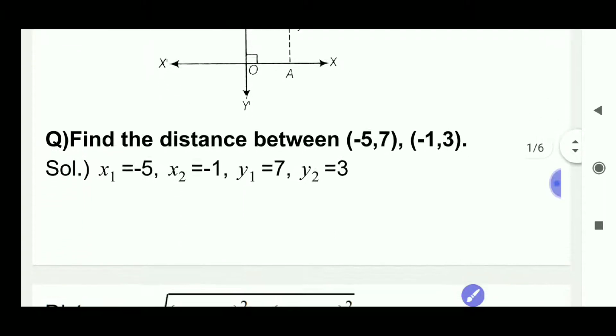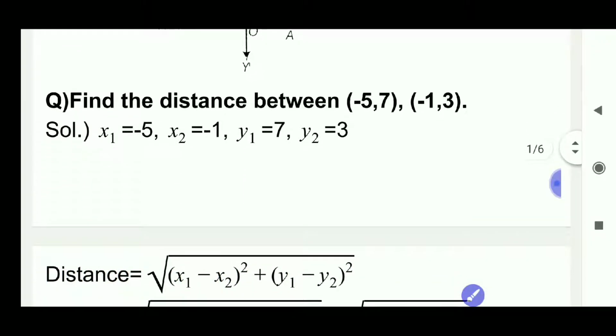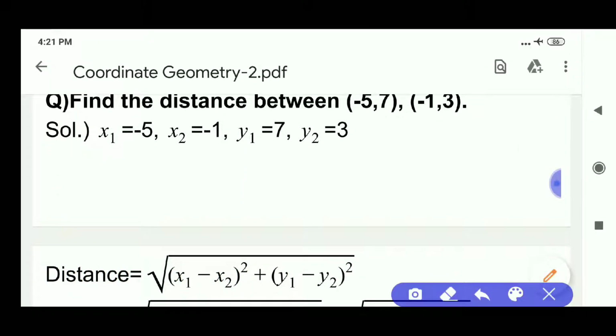Okay, without delay, let us solve the questions. Find the distance between (minus 5, 7) and (minus 1, 3). Let the first point be (x1, y1) and consider the second point as (x2, y2). Then x1 becomes minus 5, x2 becomes minus 1, y1 is 7 and y2 is 3.